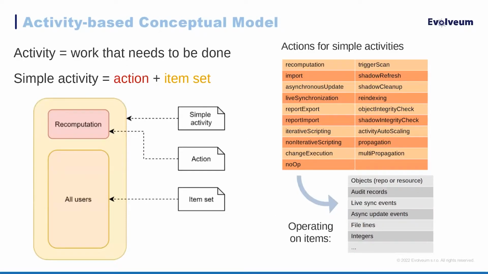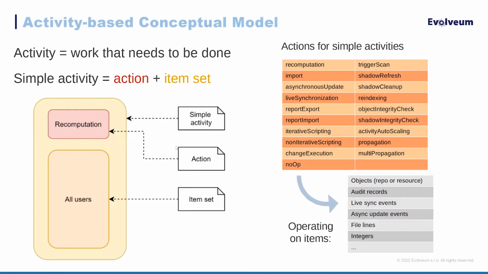The new model is based on the concept of activity. An activity represents the work that needs to be done. Let us explain that by looking at so-called simple activities first. A simple activity consists of an action, like here, recomputation, carried out on a set of objects, like all users in a repository, for example. And this is it. Yes, this is something that was called a task.